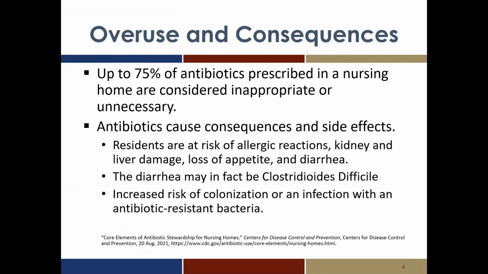Antibiotics can cause consequences and side effects in our residents, such as allergic reactions, kidney and liver damage, loss of appetite, and diarrhea. When we hear diarrhea during or after antibiotic use, we have to think about C. diff as a possible side effect. C. diff infections are the most common and sometimes fatal cause of antibiotic-related acute diarrhea in nursing homes. The increased risk of colonization or development of an antibiotic-resistant bacteria poses a risk for transmission to other residents. These are just some of the side effects that residents can experience from antibiotic exposure, so it's best to avoid these powerful medications when they are not necessary. Antibiotic stewardship can help prevent some of these consequences and protect the residents in your facility.